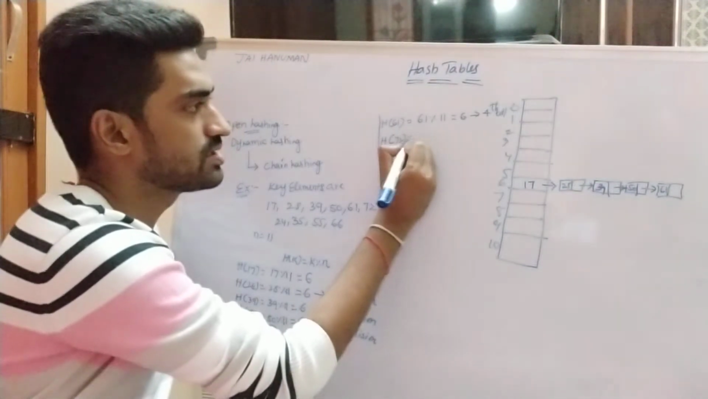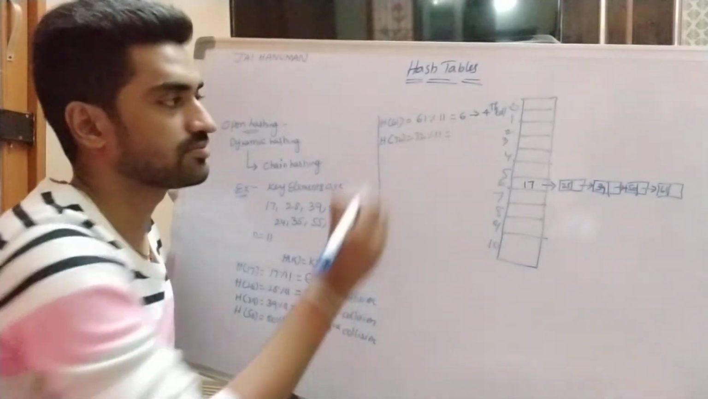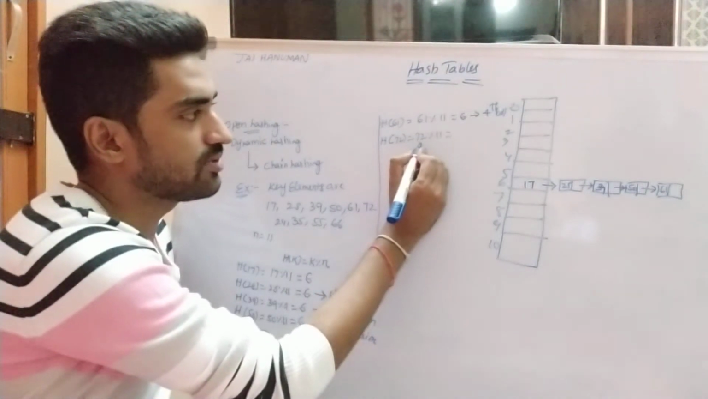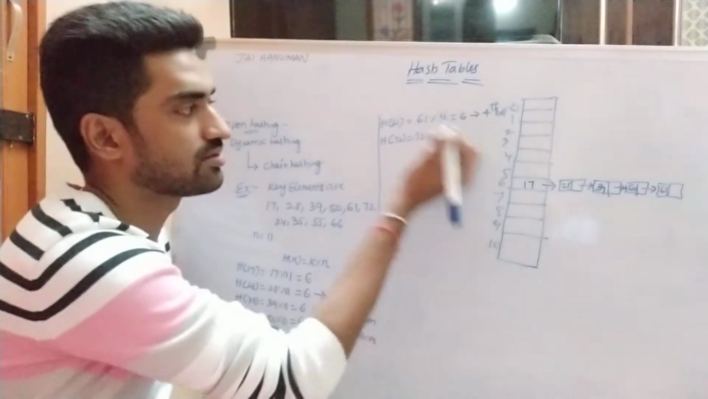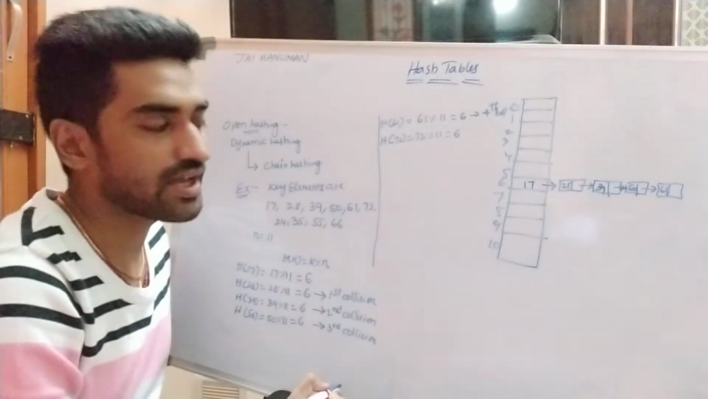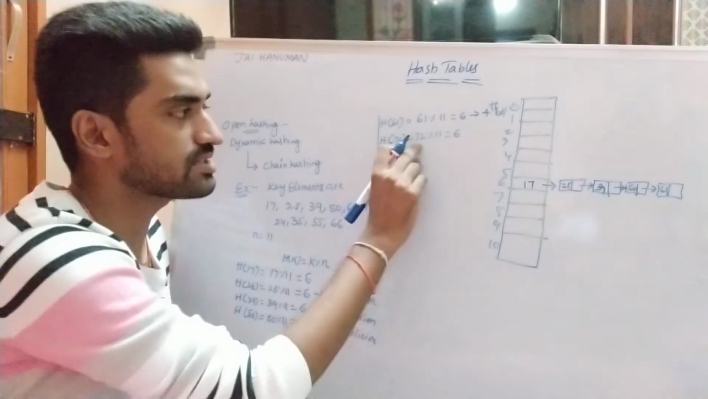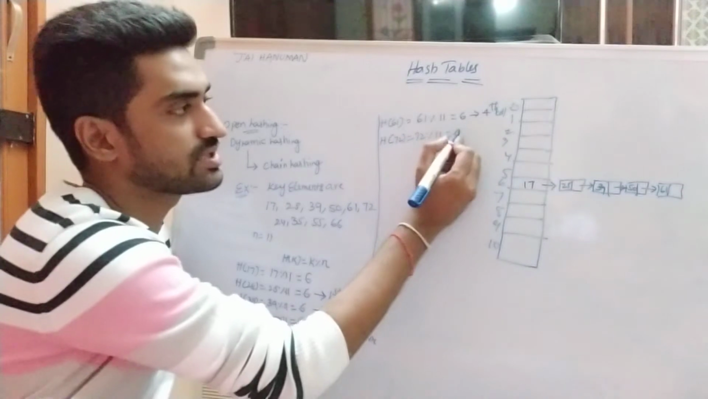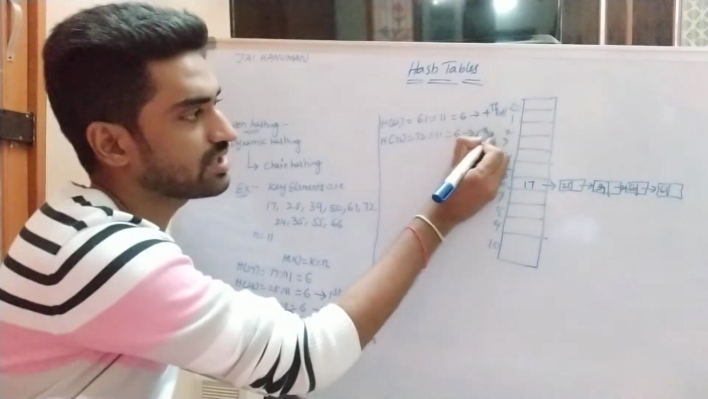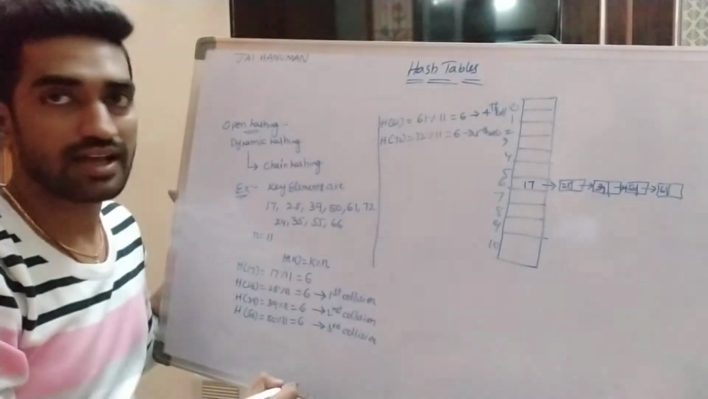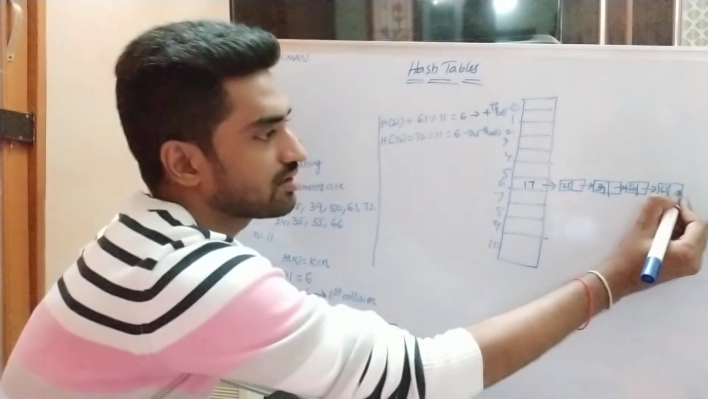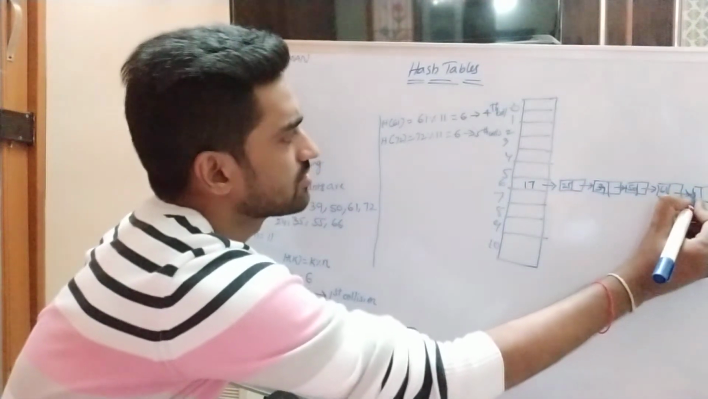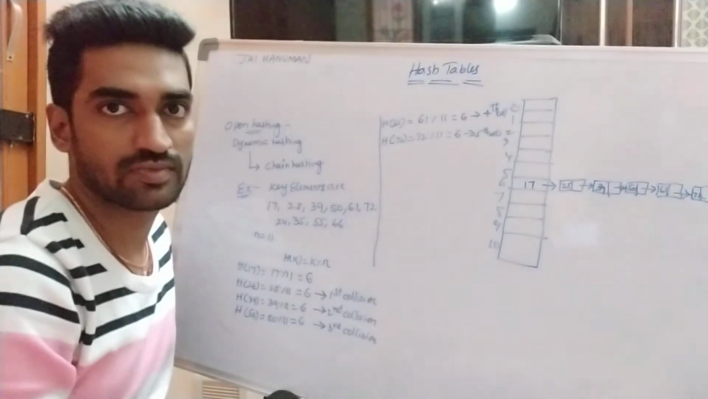What is the next inserted key value? 72. 72 modulo division of 11. So 11 sixes are 66, remainder 6. So the remainder value is 6. Fifth collision has occurred. So that's why here I am creating one more node for this. At that node I am placing the 72 key value, right?